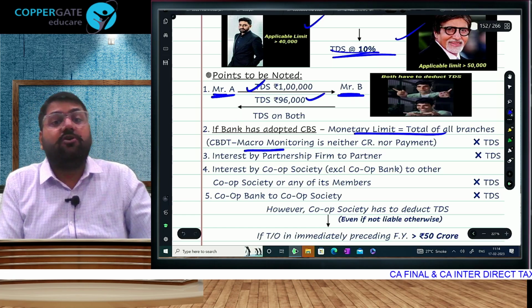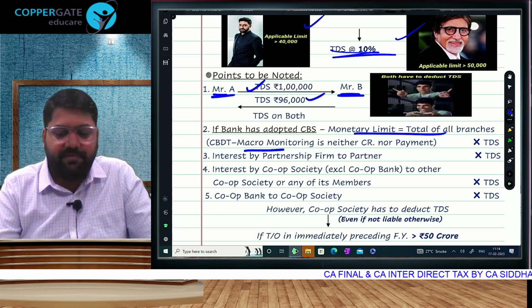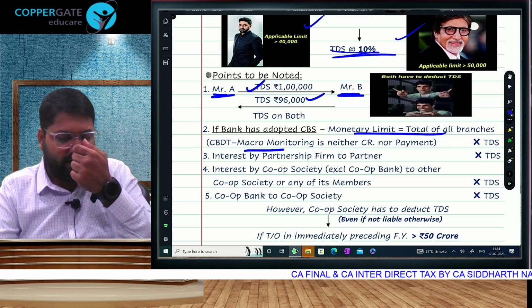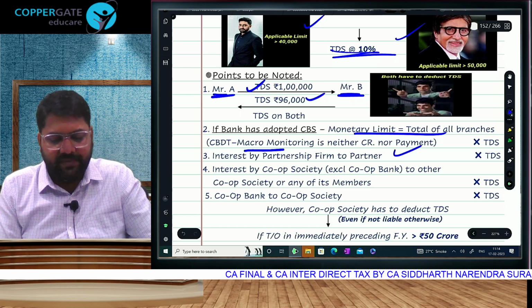However, if they have done macro monitoring, only internal calculation, not actually paid or credited, then there will be no TDS. Macro monitoring means no TDS, otherwise we will take the total of all branches. Between firm and partner, there will be no TDS.